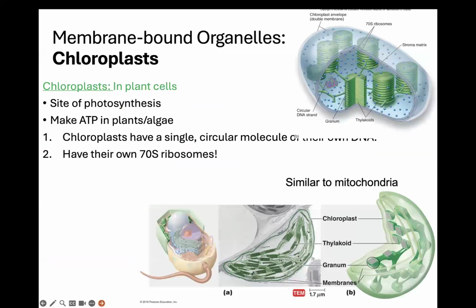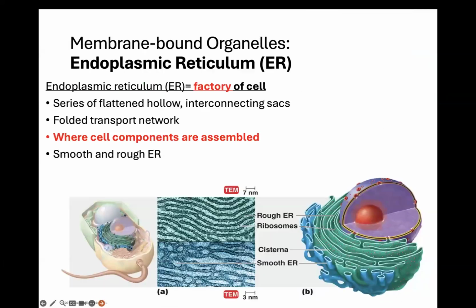Next, we have chloroplasts. Chloroplasts are present in plant cells, not human cells or animal cells. We do not have chloroplasts. Chloroplasts are where photosynthesis happens in plant and algae cells. So, like mitochondria, they also have their own DNA and 70S ribosomes supporting the theory that there is a bacterial ancestor. We'll talk about that. So chloroplasts are very important for plant cells because they convert light energy, sunshine, into chemical energy, meaning plants can produce their own food. That's photosynthesis.